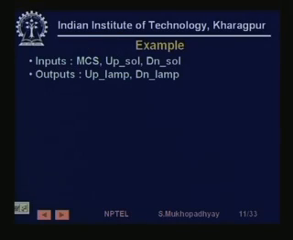So what could be outputs? For example, we could say that corresponding to limit switches we have some lamps. Whenever a limit switch is made, we have an up lamp and a down lamp. So they are like indicators. Corresponding to the limit switches we have some outputs, up lamp and down lamp.